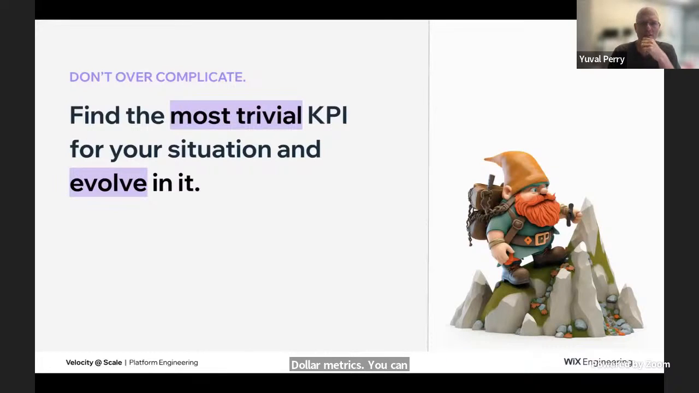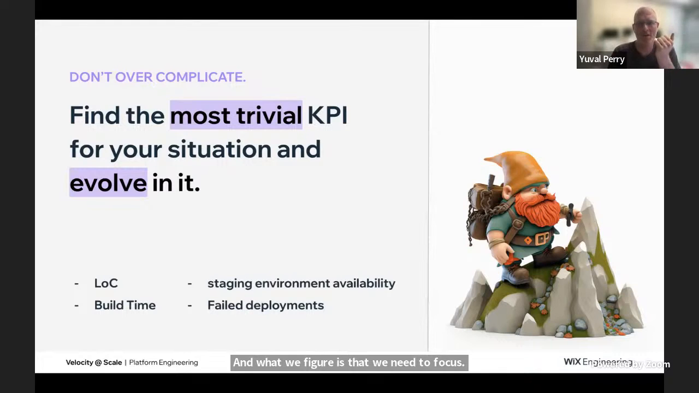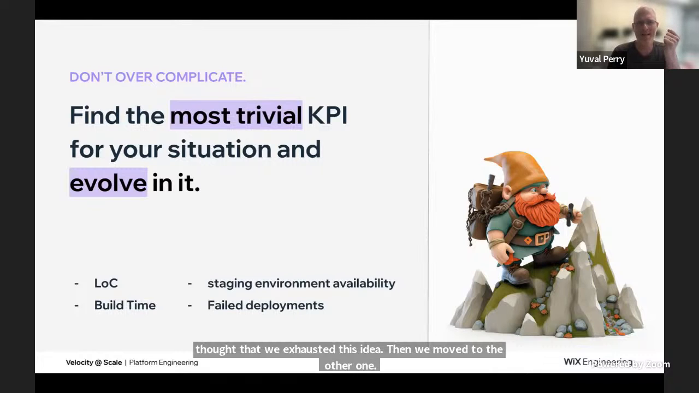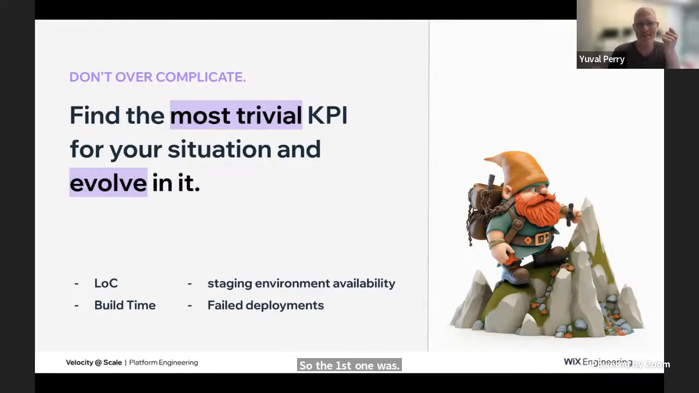What we figured is that we need to progress with KPIs. So we need to start with something. I'll give you an example. We started with lines of code, and after we felt that we exhausted this idea, we moved to the other one. The first one was 1,600 lines of code for a microservice, which is now less than 80, right? And after we felt safe with the solution, we went to build time or failed deployments, right?